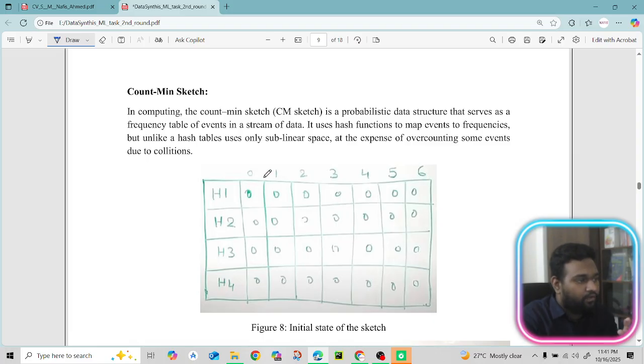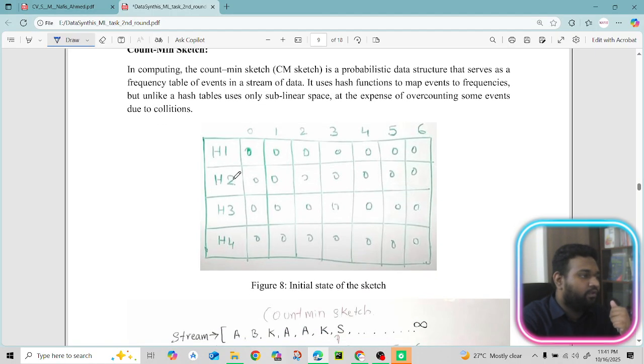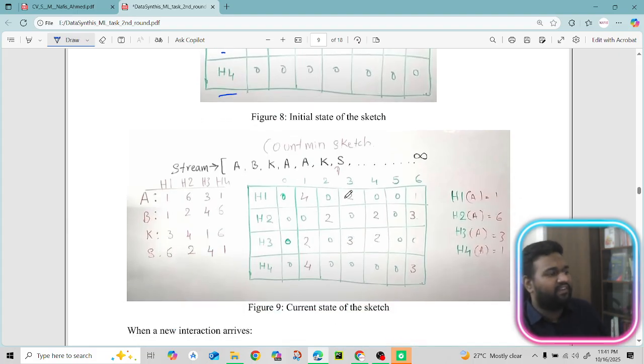So we are going to use this kind of table. We can call it a matrix also. What we are going to use are hash functions, and initially all the values will be 0. I have already given an example here. So this is the stream A, B, something like this, and I have already given the values of the hash functions. For A, if I give A into the h1 hash function, the output will be 1. Then if I give A to the h2 hash function, the output will be 6, and so on.